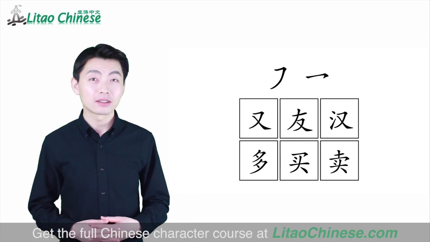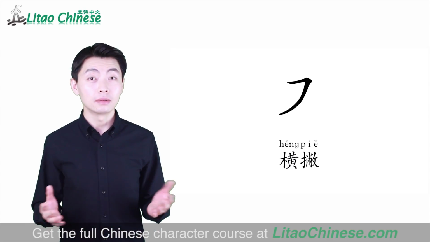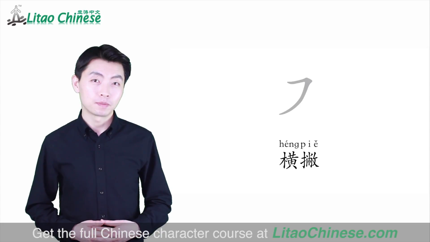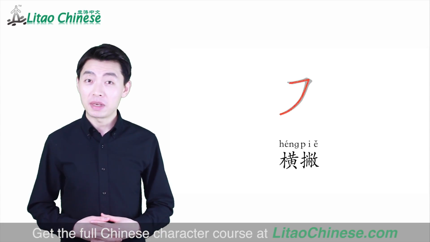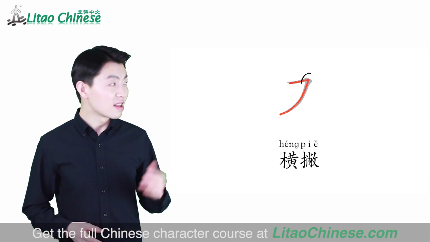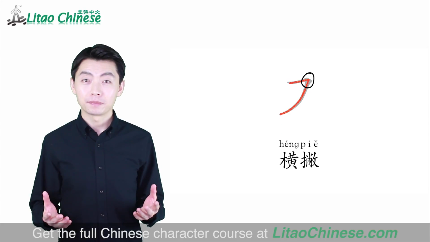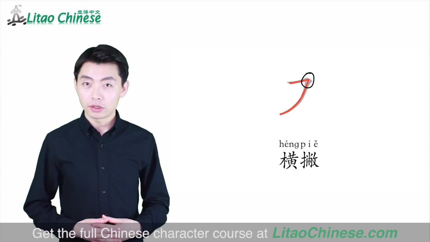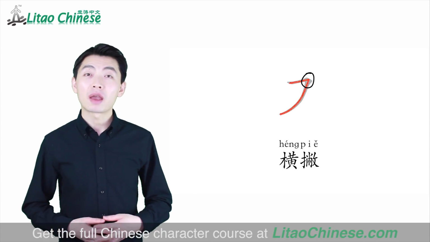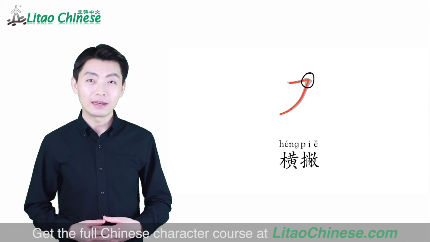Well, let's get started. This compound stroke is called héngpiě, which consists of 2 basic strokes, héng and piē. Very simple, but you need to remember that there is no gap here. When you write it, the 2 parts are supposed to be connected. Let's look at some characters which have this compound stroke héngpiē.